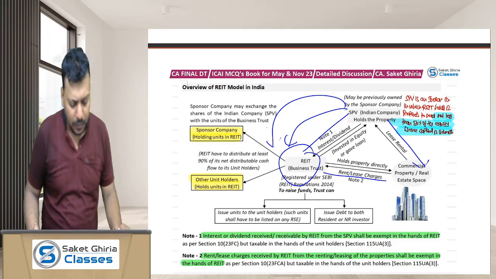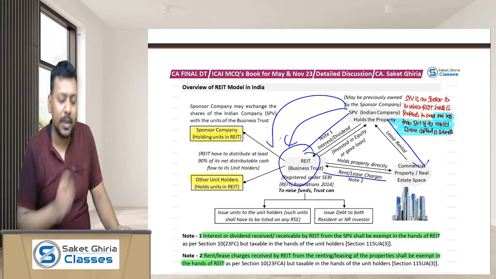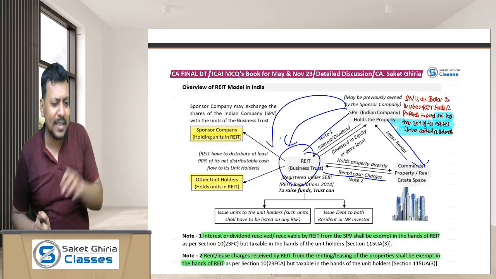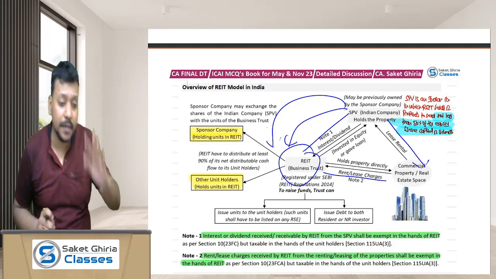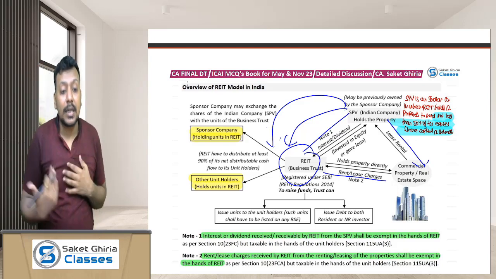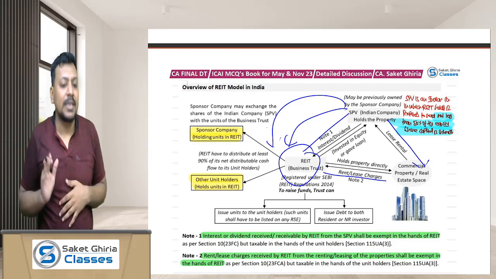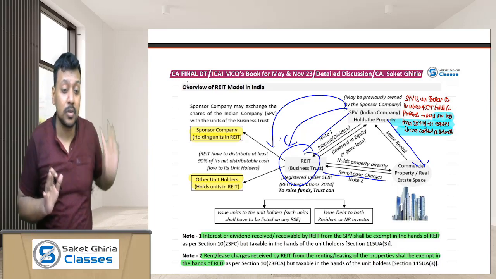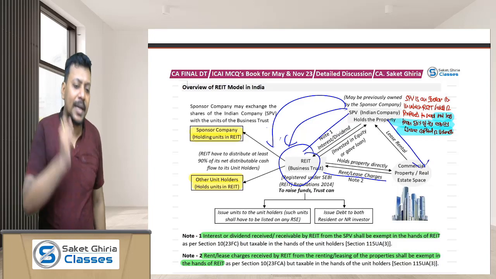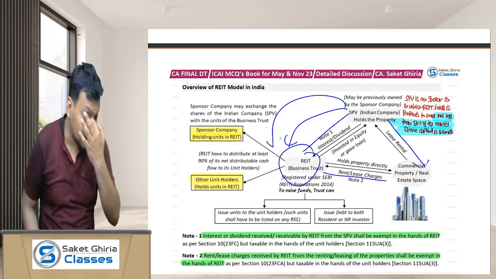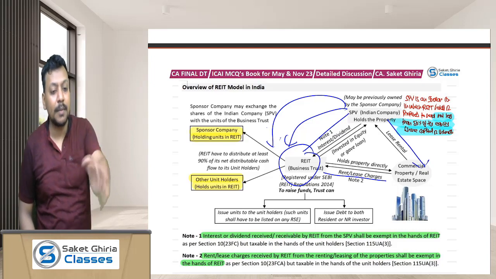Okay, then what is the main point? I have said that the rental income from the property directly owned by REIT would be exempt in the hands of REIT, but it would be taxable in the hands of the unit holders. The interest received from SPV by the REIT and paid to the unit holders would be exempt in the hands of REIT, but taxable in the hands of unit holders. The dividend received by REIT from SPV would be exempt in the hands of REIT, but would be taxable in the hands of unit holders.